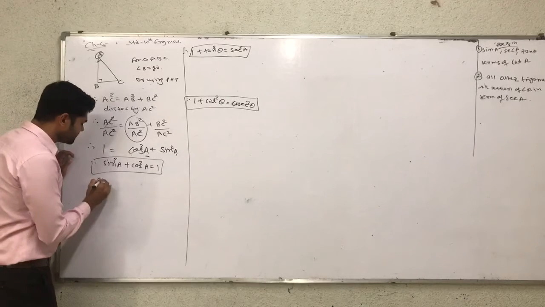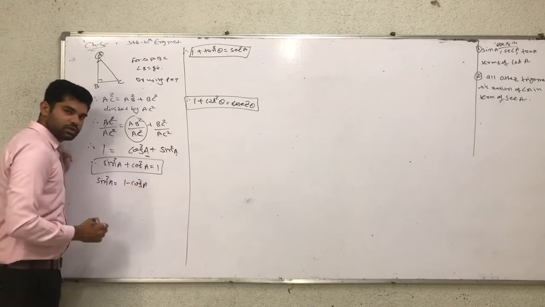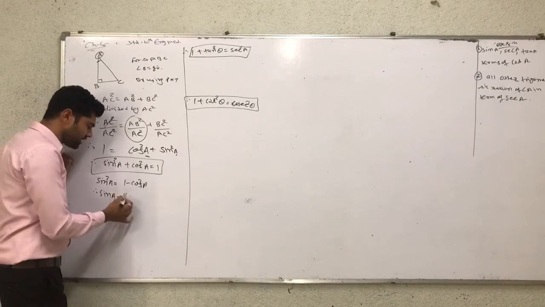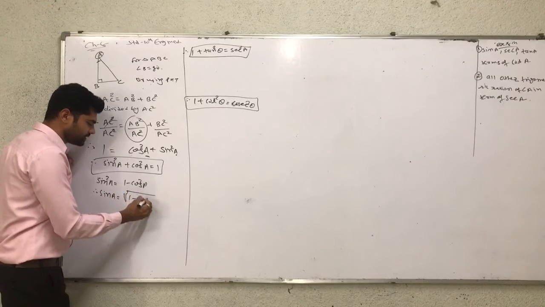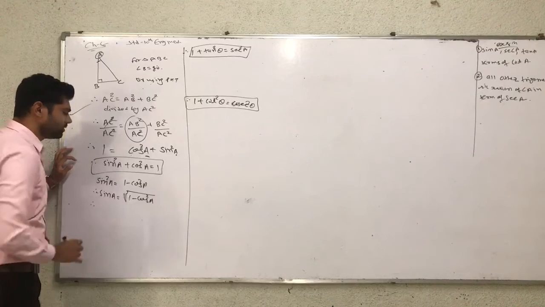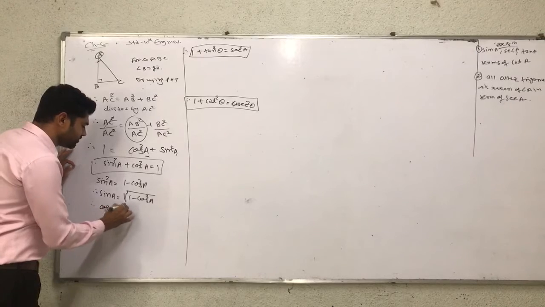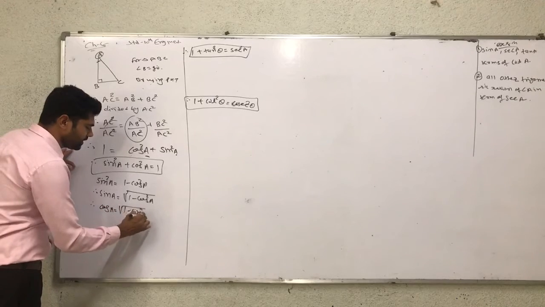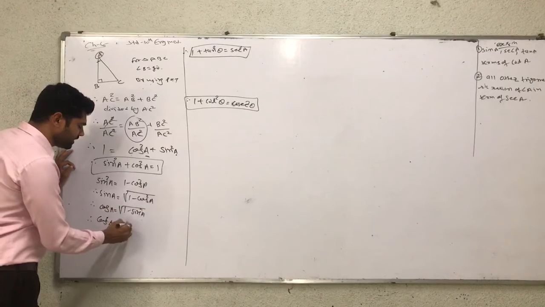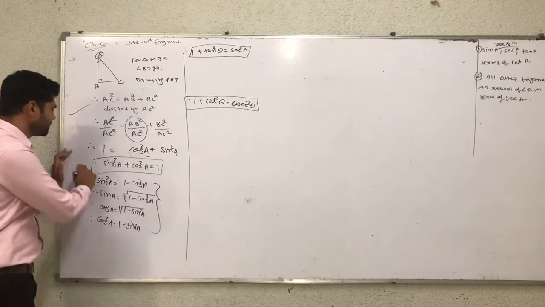So we can say that here, making sine square A the subject, sine square A is equal to 1 minus cos square A. So for only sine A, taking the square root on both sides, therefore sine A is equal to under root 1 minus cos square A. In a similar way, cos A is equal to under root 1 minus sine square A, and cos square A is equal to 1 minus sine square A. So many equations are created by using this equation.